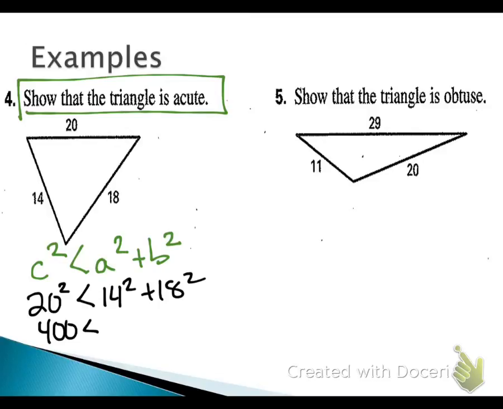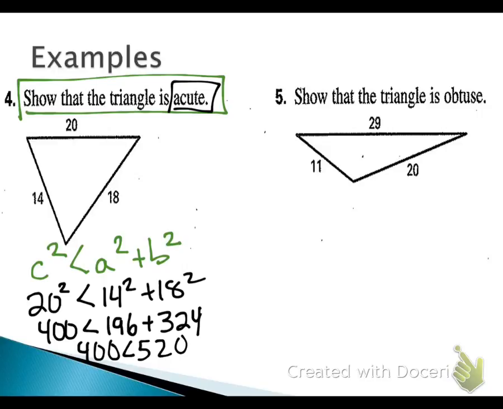20 squared is 400. 14 squared, 196. 18 squared, 324. Add those together. 400 is less than 520. That's it. So they kind of already give you the answer. You're just showing that the answer works by using the fact that to be acute, C squared has to be less than A squared plus B squared.